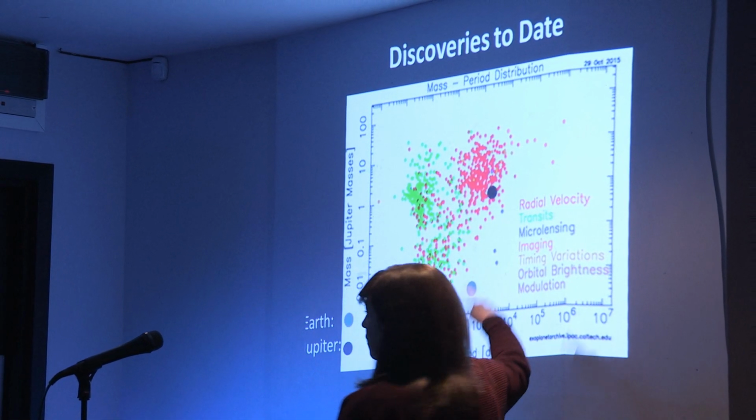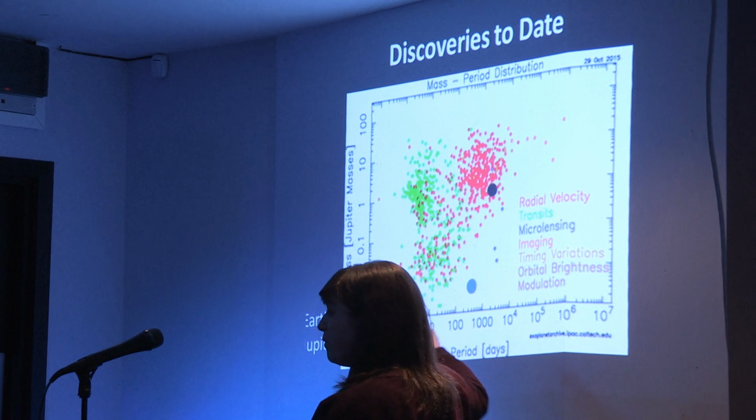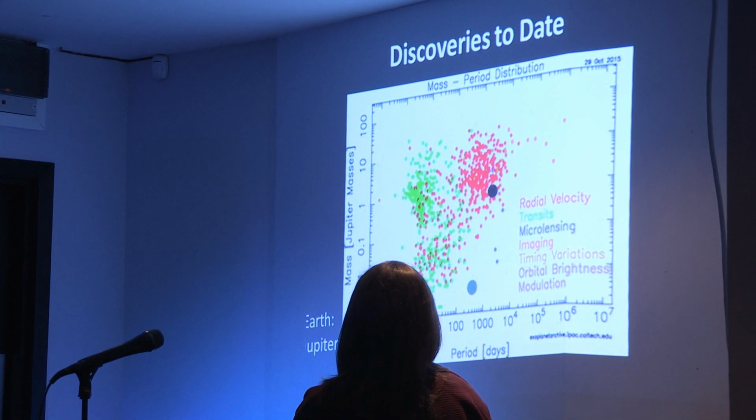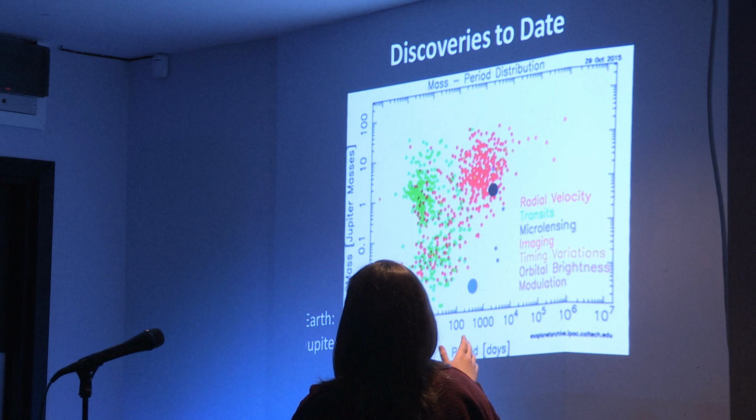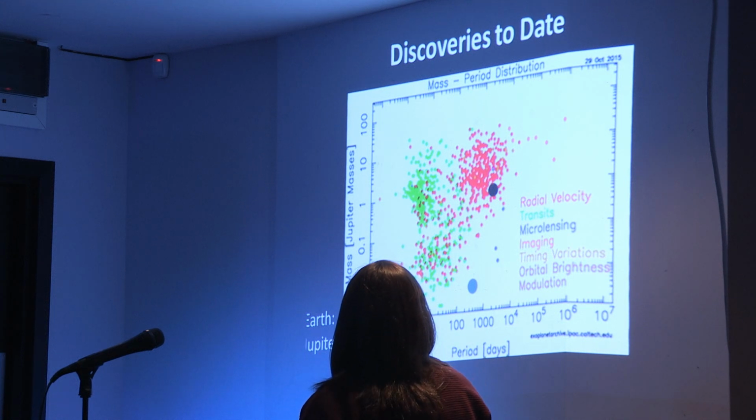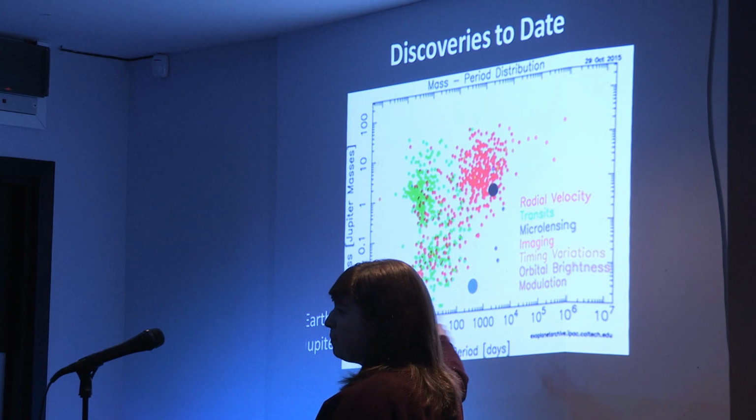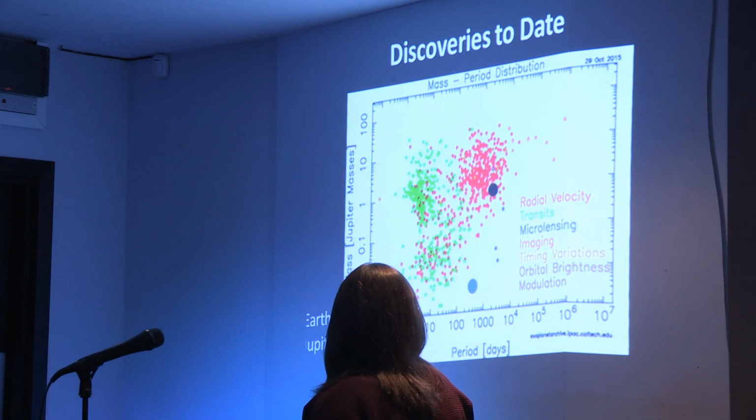So I put on these two big dots. The black dot is where Jupiter would be, and the blue dot is where Earth is. So you can see we found a lot of Jupiters, things like Jupiter, heavy, but we haven't found as many Earths. It's pretty sparse there. That's for two reasons mainly.